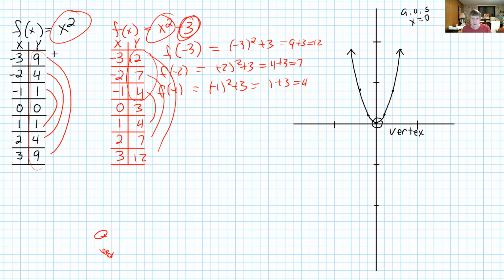So what's the red graph going to look like? Just like the black graph, except everything's going to be moved up 3 units. So let's see here. 1, 2, 3, 1, 2, 3, 1, 2, 3. So our graph is going to look like, well, let's see here if I can get the picture. Trying to line it up.